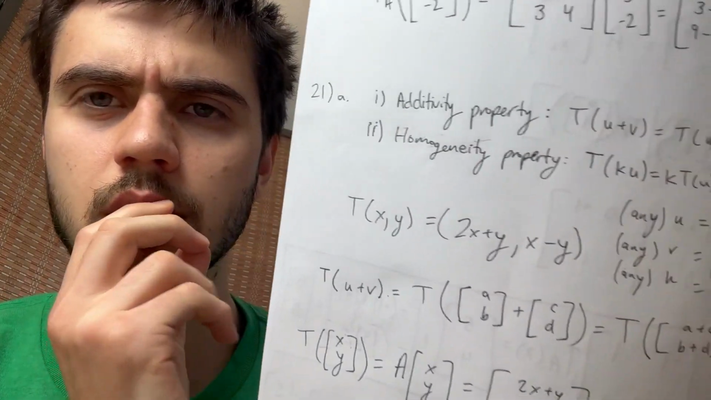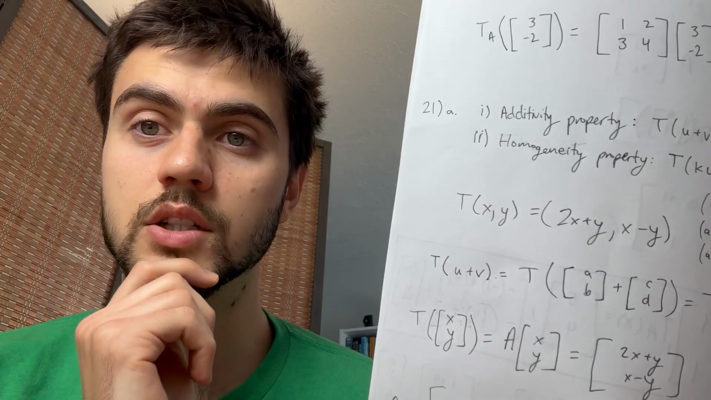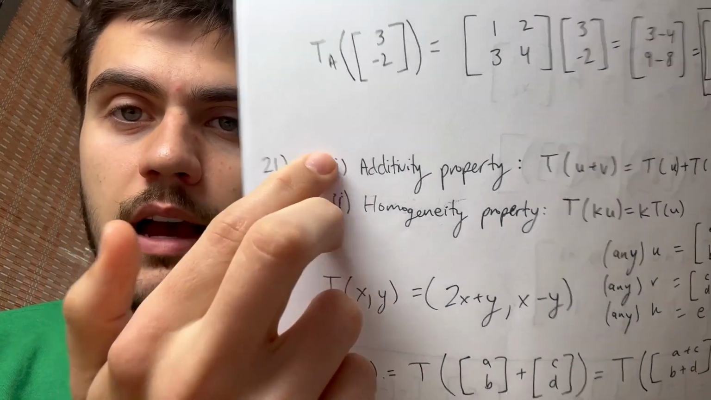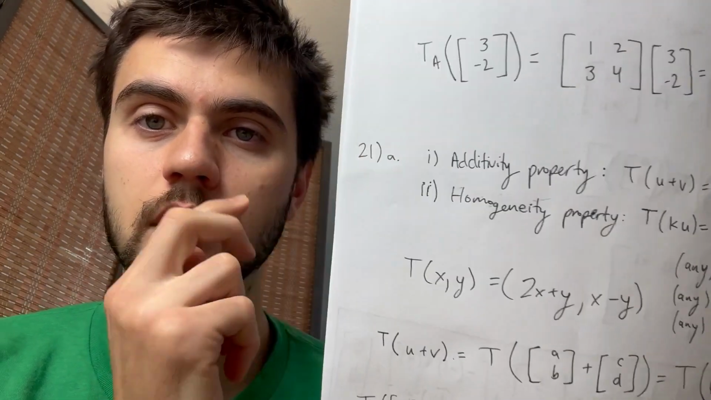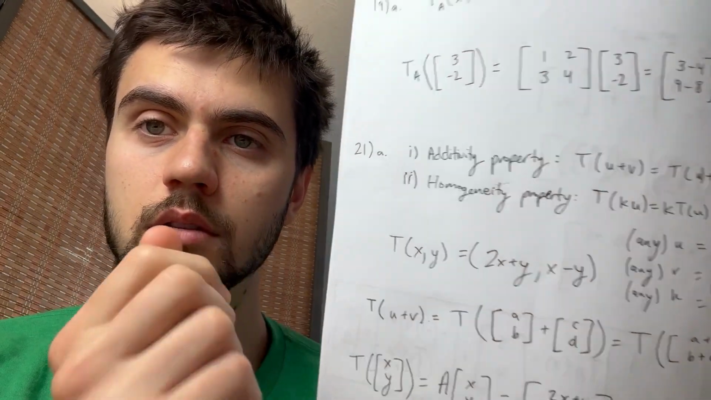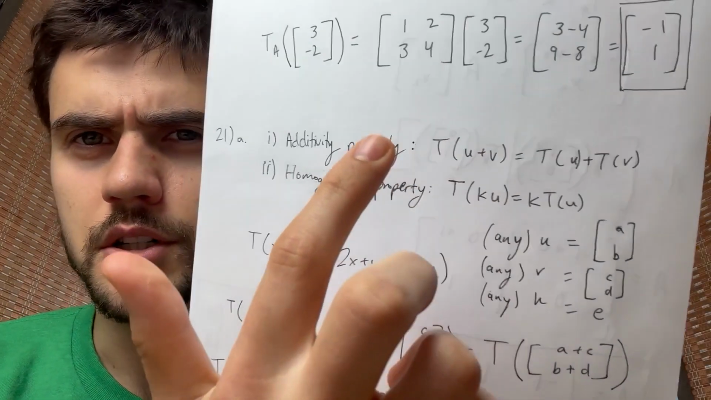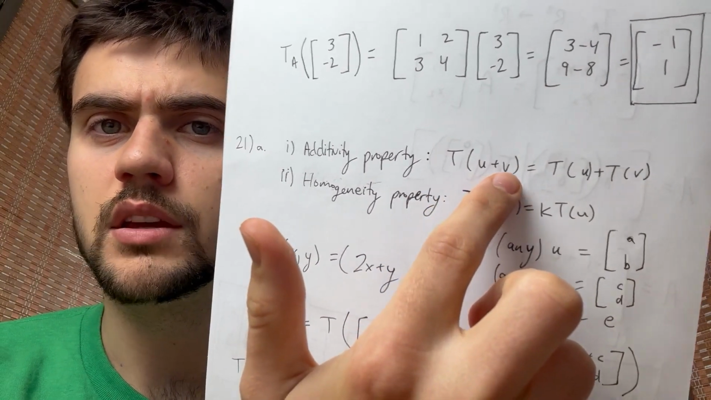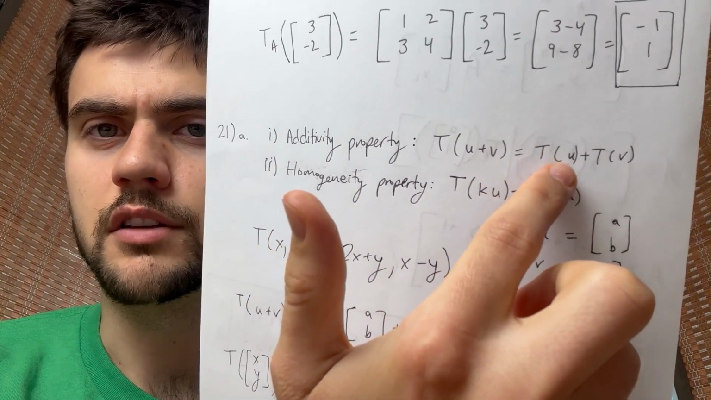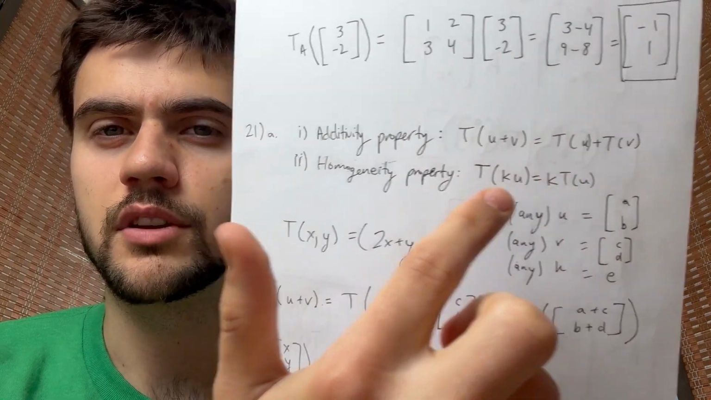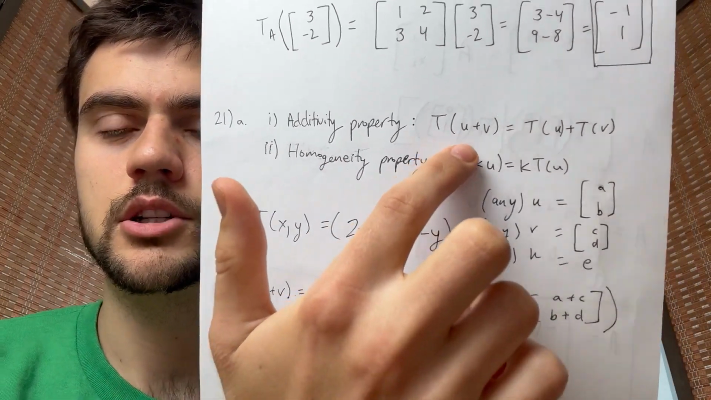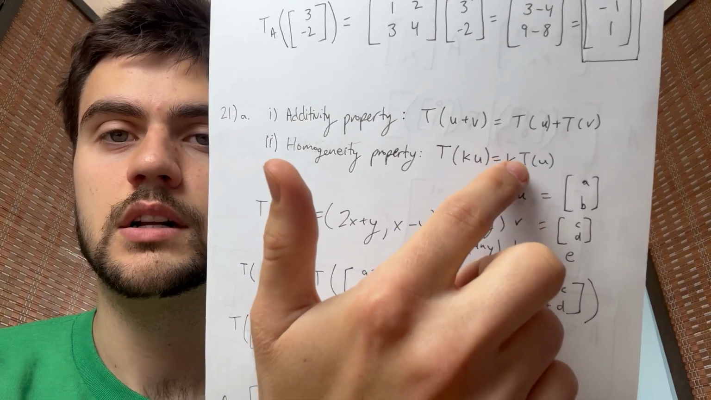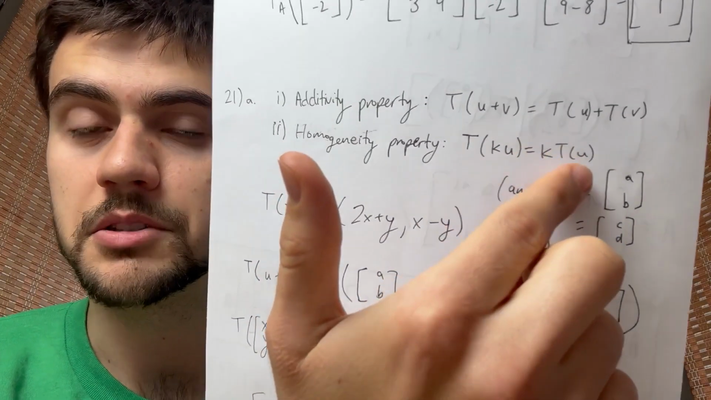It's saying use the theorem that proves a transformation is a matrix transformation, meaning the additivity property and the homogeneity property have to both be valid. Additivity: the transformation of any vector u plus any vector v equals the transformation of u plus the transformation of v. And homogeneity: the transformation of any scalar k times any vector u equals k times the transformation of u.